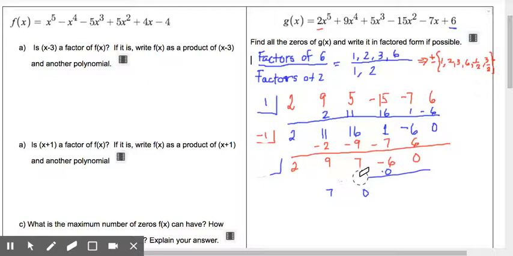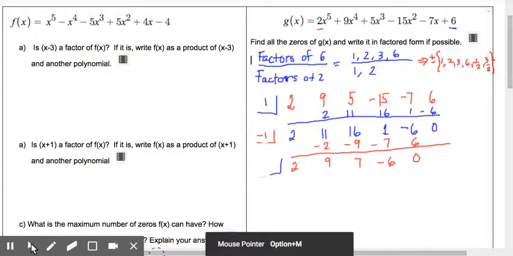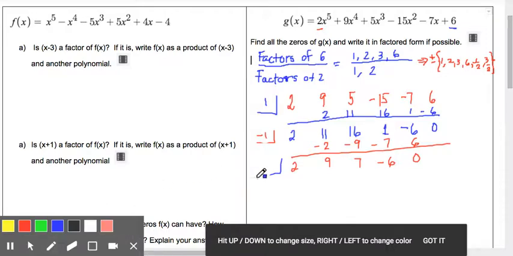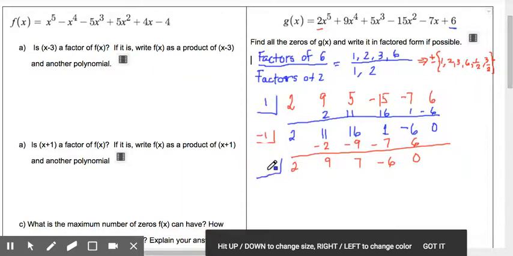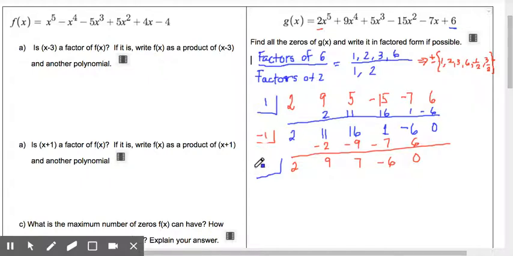So it seems like we're not going to get a double 0. So let's see. We tried 1, we tried negative 1, and they are not double zeros at all. So now let's try negative 2. Let's see if negative 2 works.